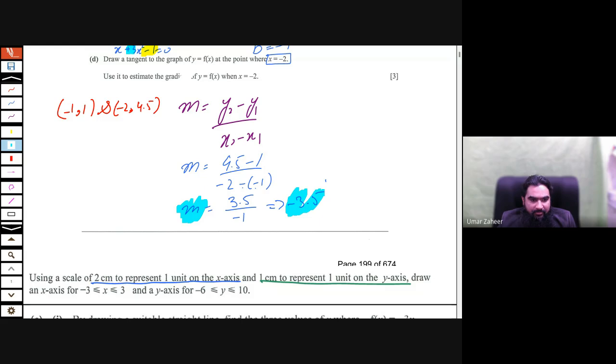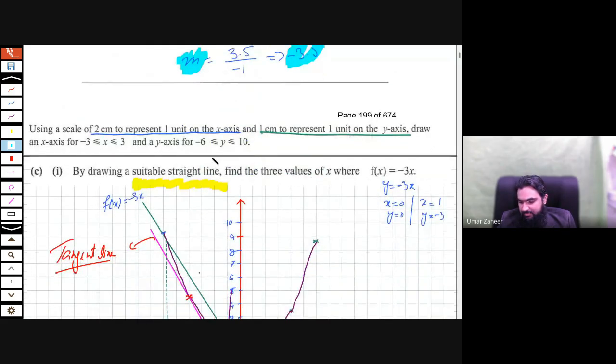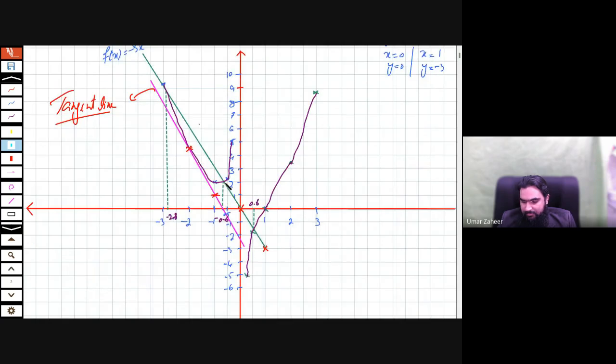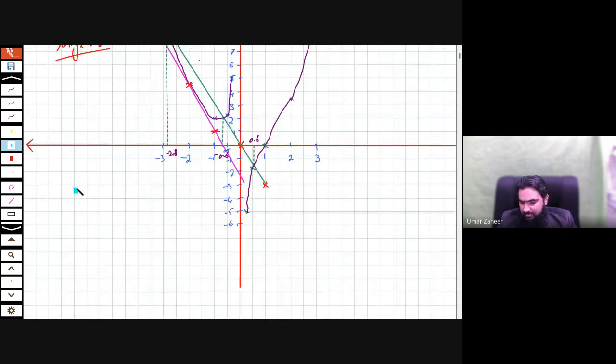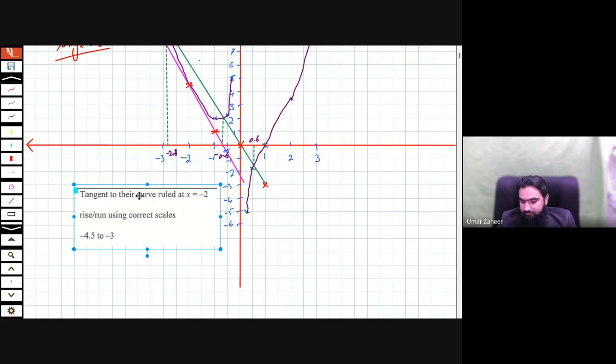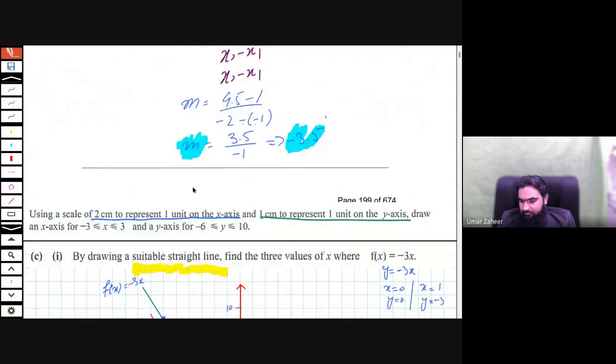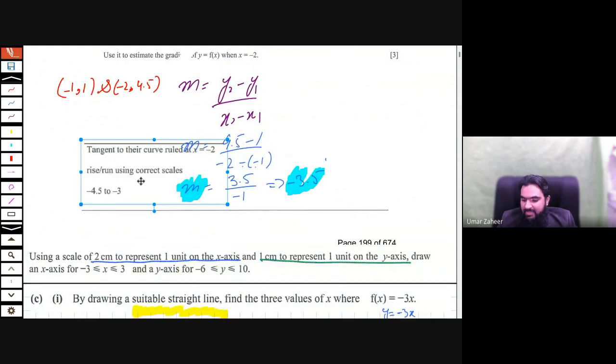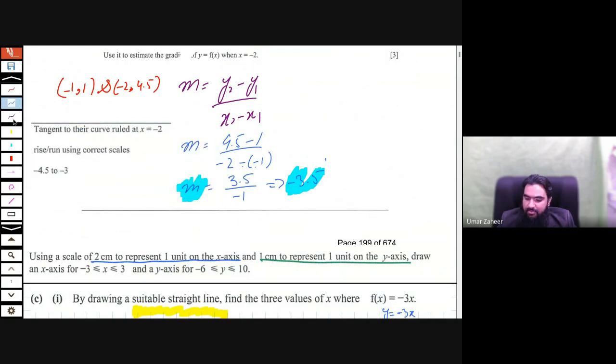All right, I will show the mark scheme as well. Now in the mark scheme, let's take the above. He says that first of all, you have to draw a tangent to the curve at x is equal to -2. First thing, you will get 1 mark. And the gradient is going to lie between -4.5 to -3. So -3.5 lies between. This means that our answer is correct.